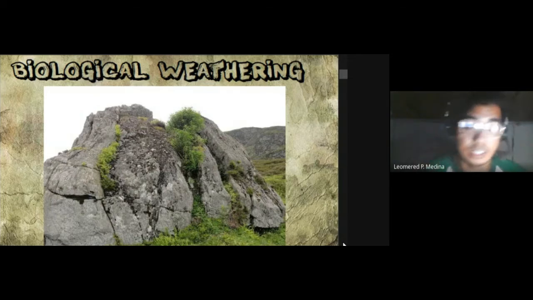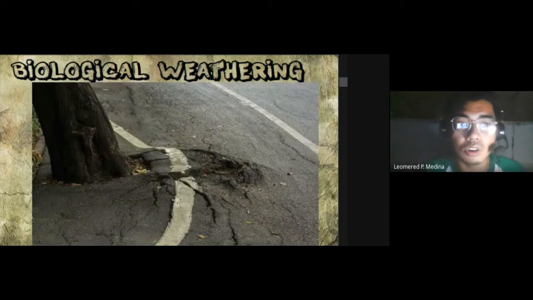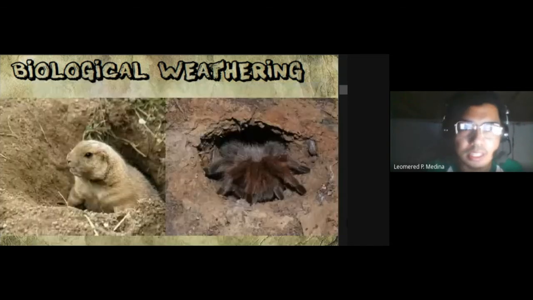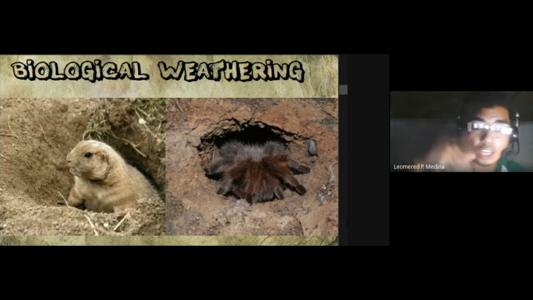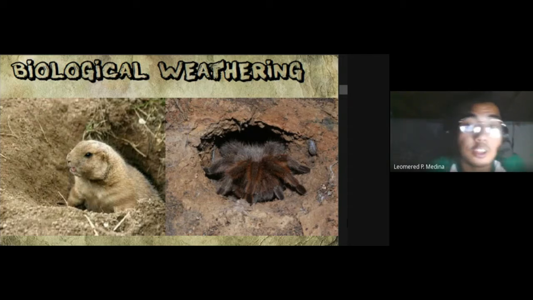break down these rocks. So other than the presence of these plants, even animals can actually do biological weathering. So, for instance, if there are different organisms, just like a rodent and a tarantula, they can actually dig different holes. And when it comes to the digging process, it is scraping off the different layers of the rocks, and it can cause weathering. Okay? So, once again, in the case of biological weathering, it is created because of the presence of different organisms.